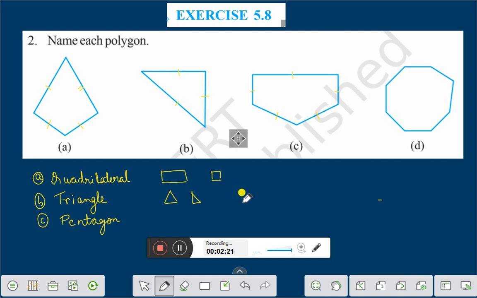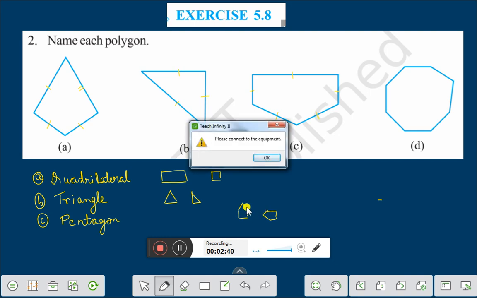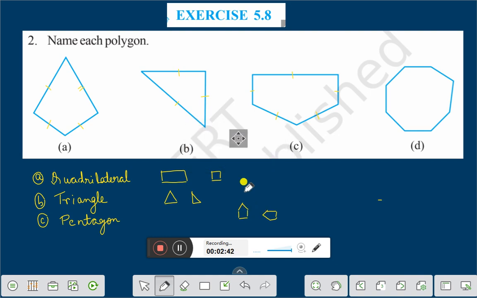We can make other pentagons also like this. 1, 2, 3, 4, and 5. We can also make it like this. 1, 2, 3, 4, and 5. Right? These are the various pentagons, and each has 5 line segments, and these are all closed figures also.